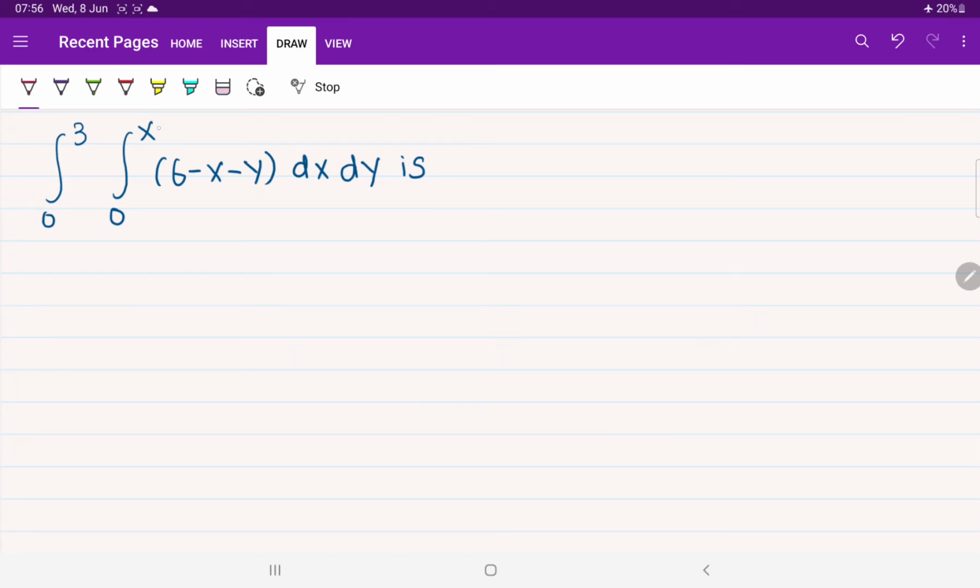What is the given variable in the limit? x is there. It means the limit was defined for y. So you have to do the integration with respect to y first. Take this one. So continue.